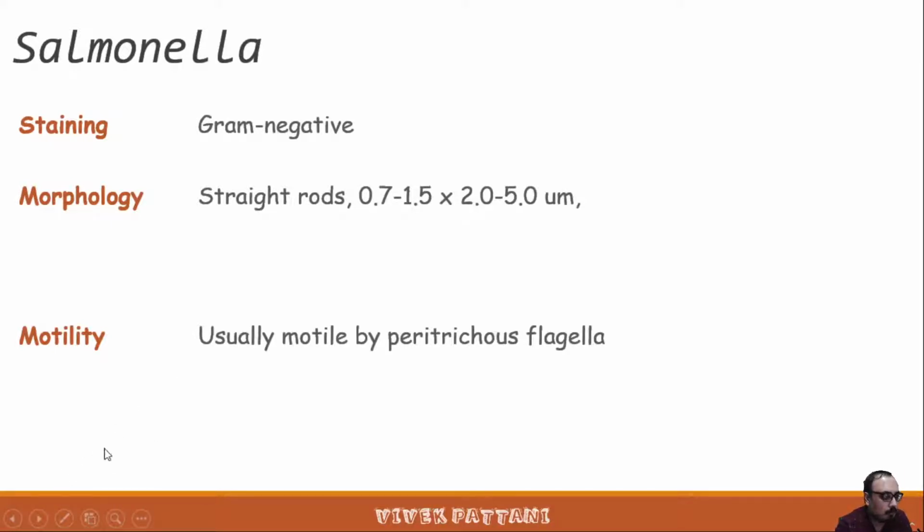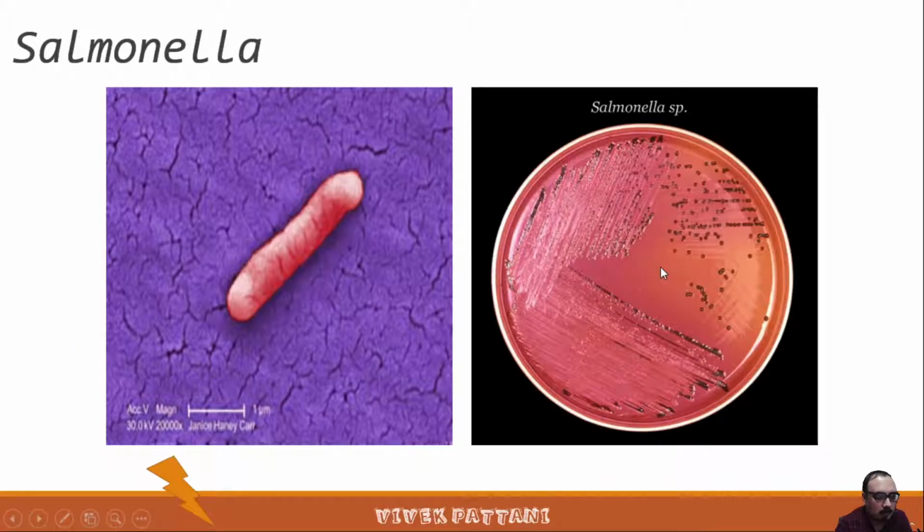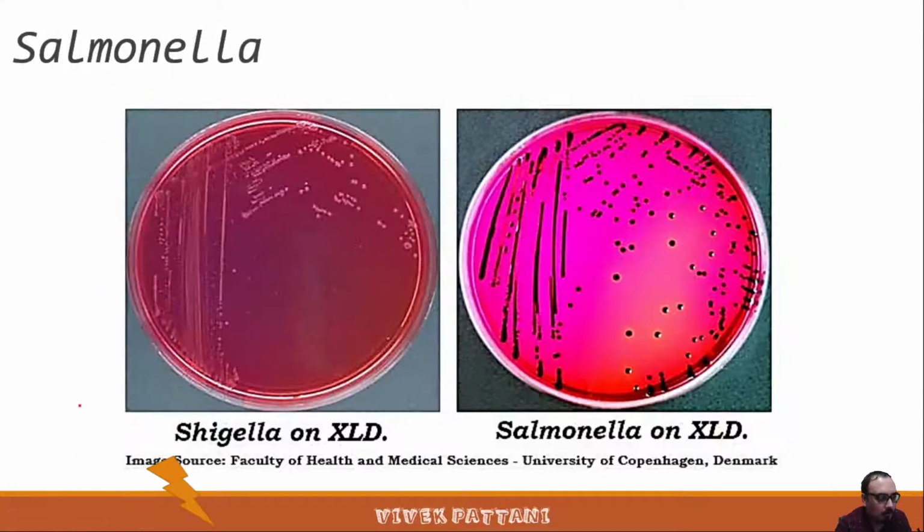Now, what are the specialties of Salmonella? This is a photograph of Salmonella typhi here, and these are the colonies of Salmonella typhi. Now this one is a Shigella and this one is a Salmonella.